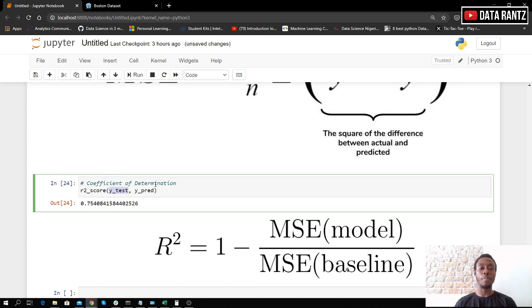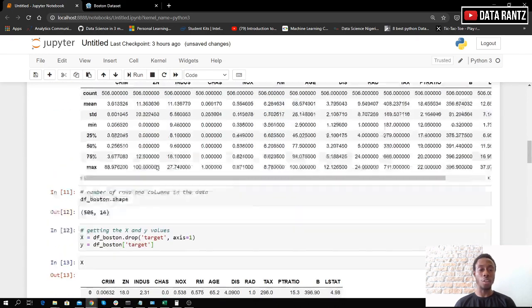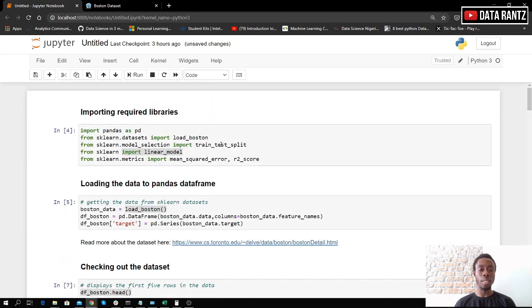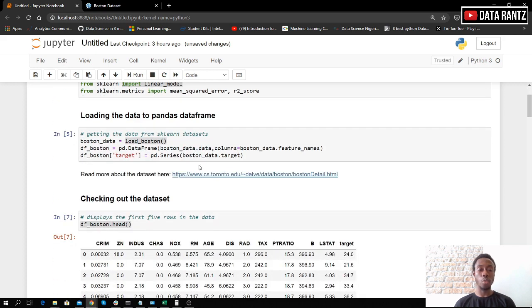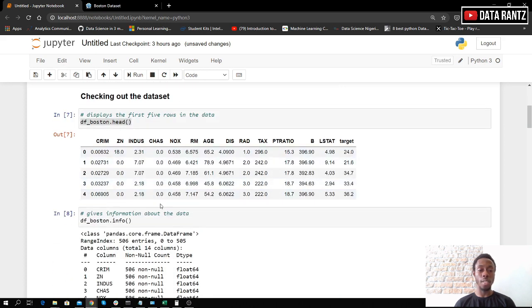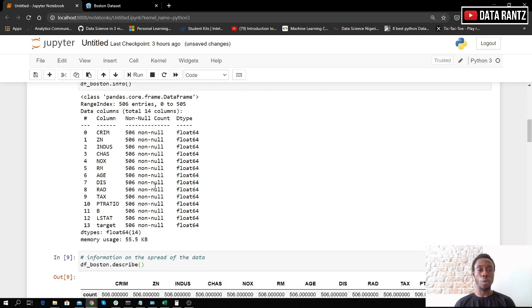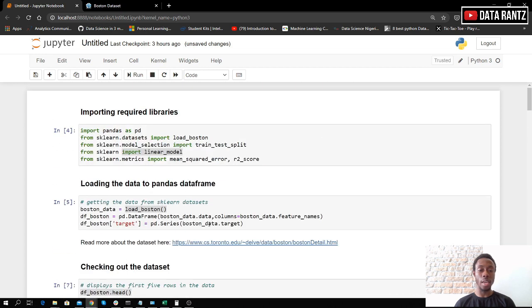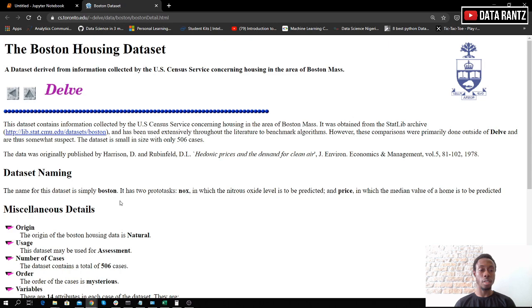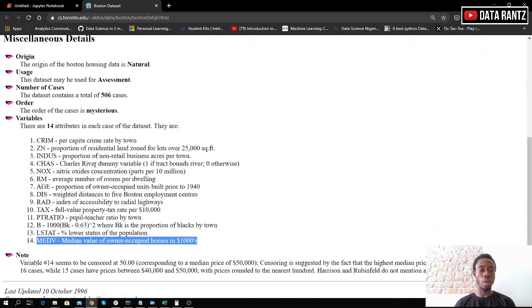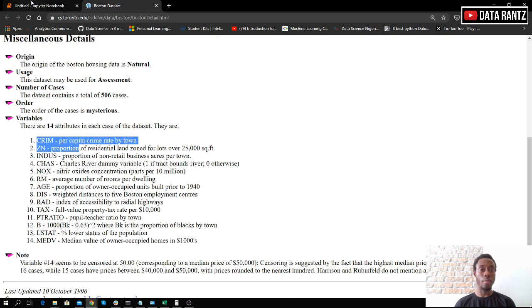So to wrap this up, I want to go over what I've done. I read in the data set from the Scikit-learn datasets, and I loaded it into a Pandas data frame. I looked through the data set to have overall information on it, and there's a link here for you to read more about the data itself and get to know what each feature is, because all of this represents something.